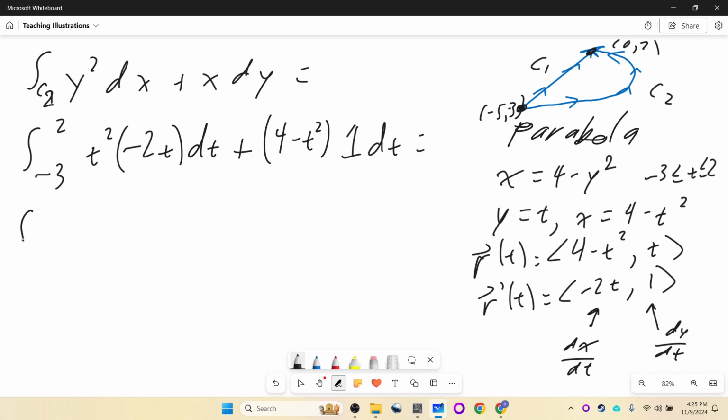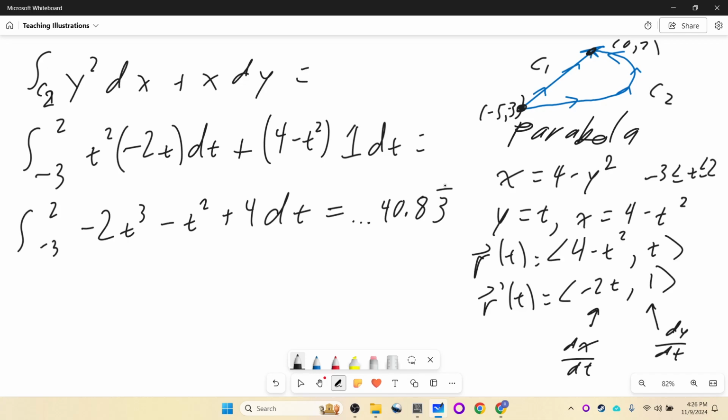All right, let's clean that up a little. Negative 3 to 2 of negative 2t cubed minus t squared plus 4 dt. And then, once again, I trust you can do this part on your own, so I will skip over it. And I get 40.83 repeating.